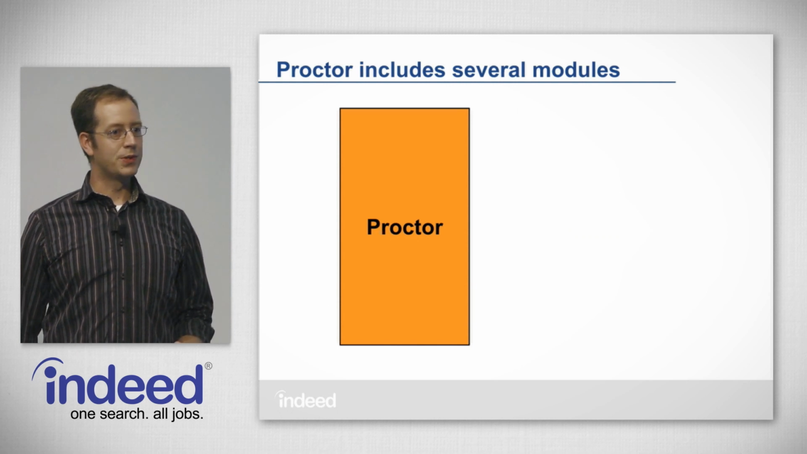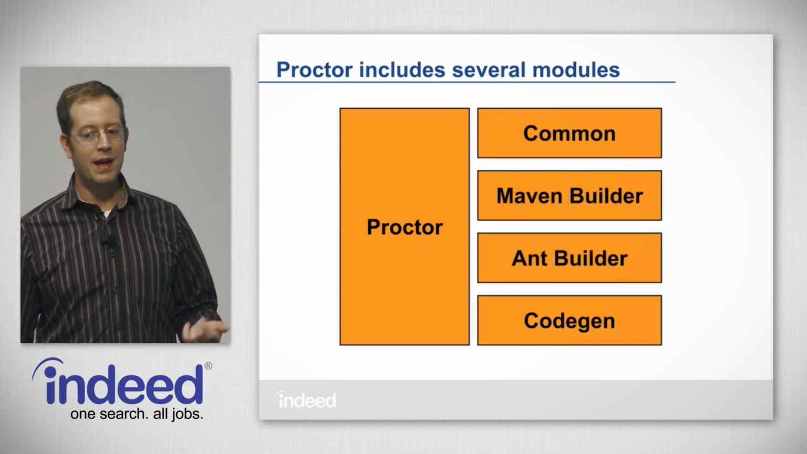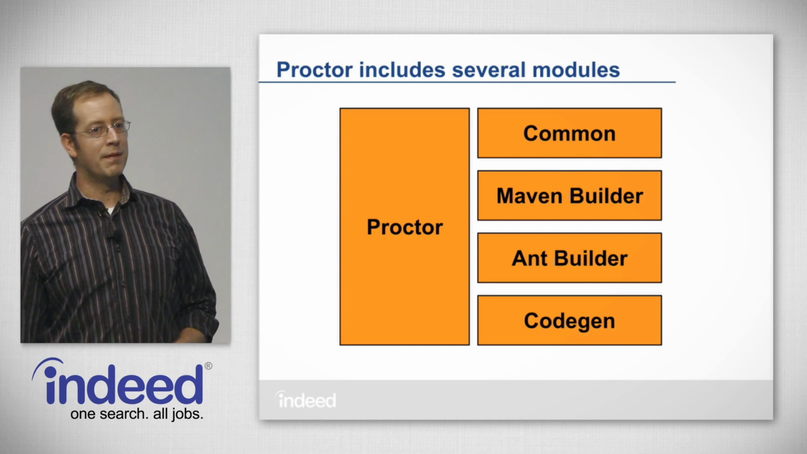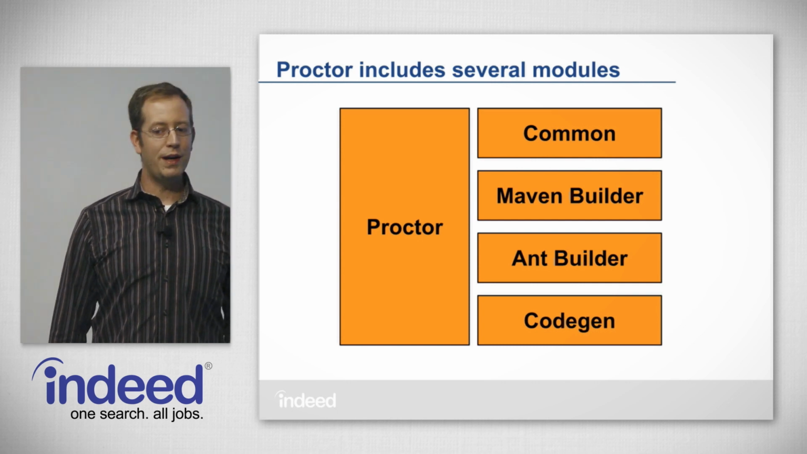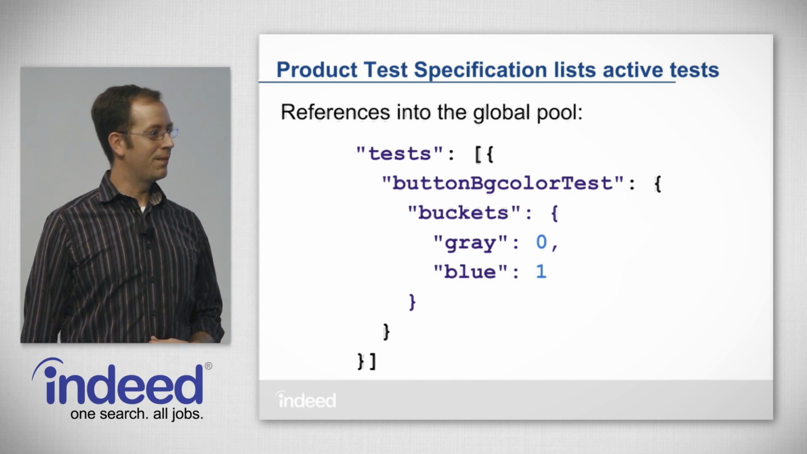Proctor has a lot of modules to it. It's got the core modules, that is all the Java code that runs behind it. It has a couple of builders to integrate this into your build system, and it's got a code generation piece that we'll talk about in a minute. Along with the Proctor library, you get the test specification. This is just another JSON file.